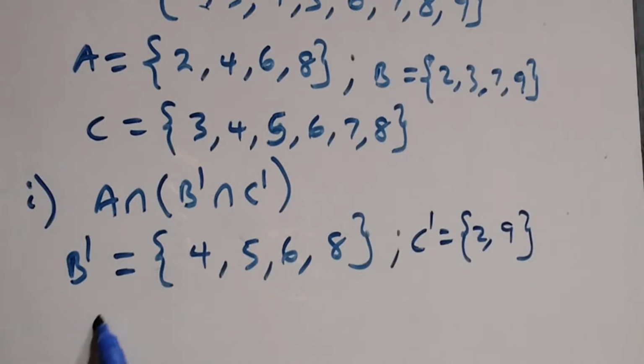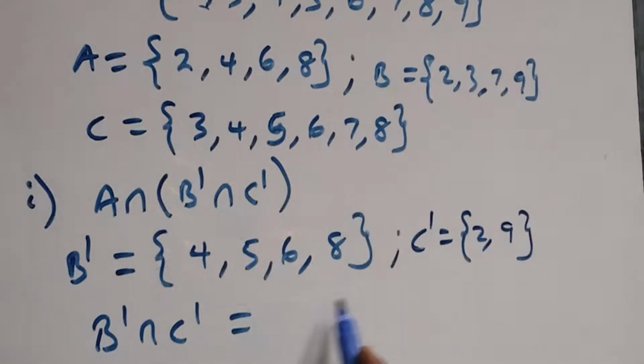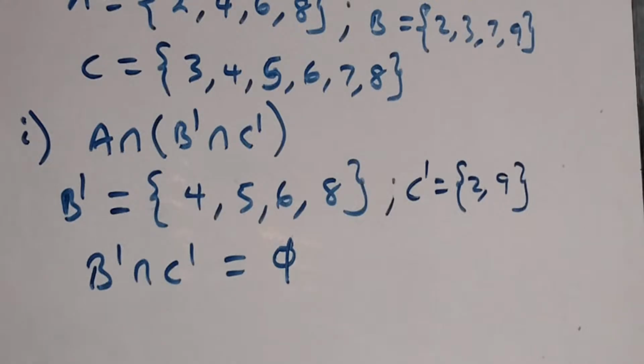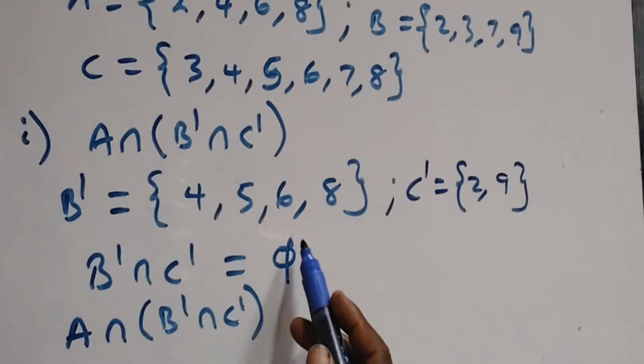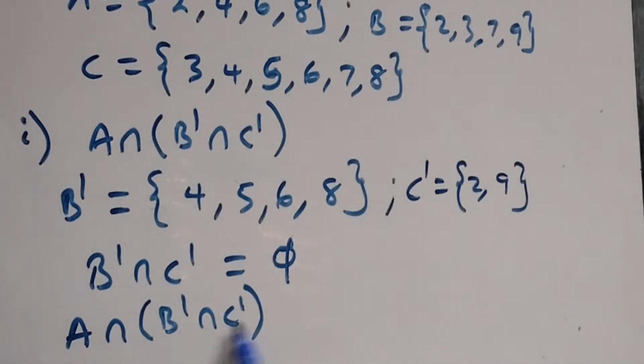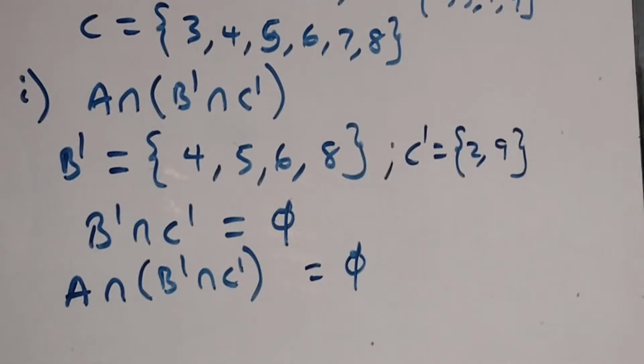So B complement intersection C complement: what is common between these two is an empty set. And therefore, A intersection this B complement intersection C complement, since this is an empty set, the intersection of A with it will also be an empty set. Okay.